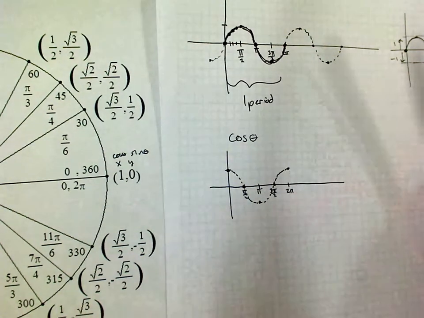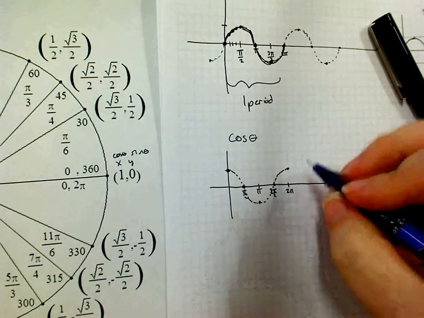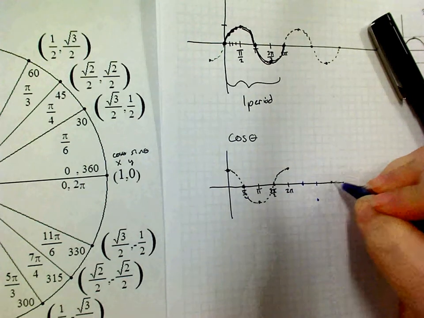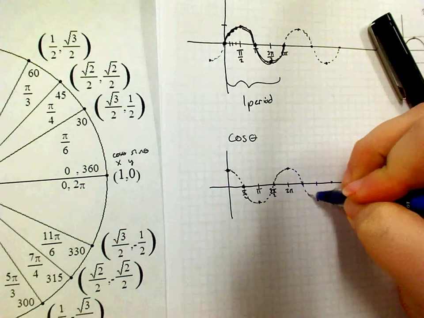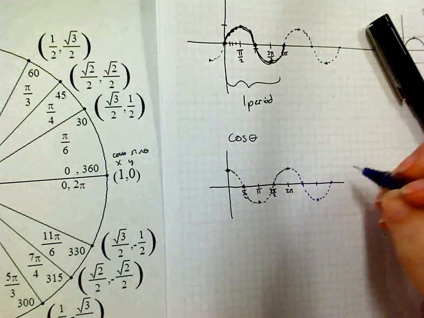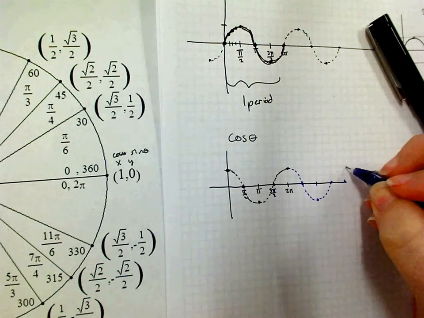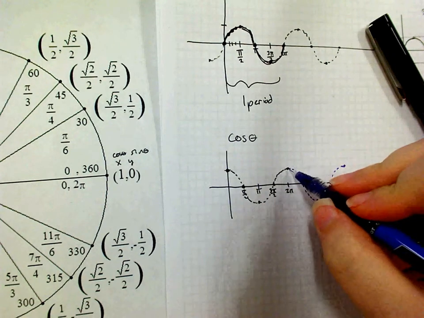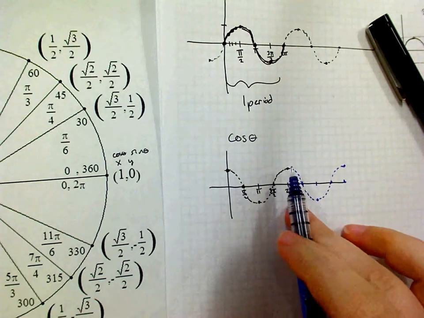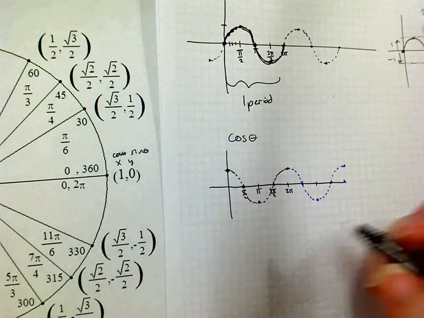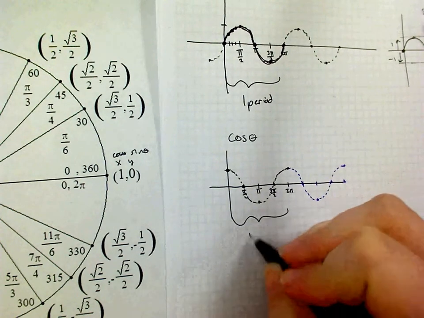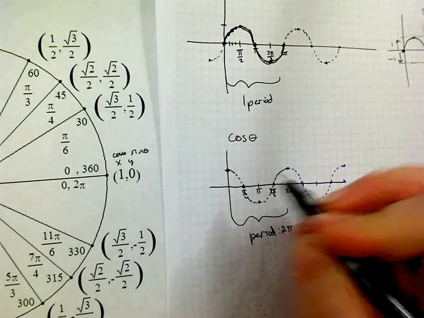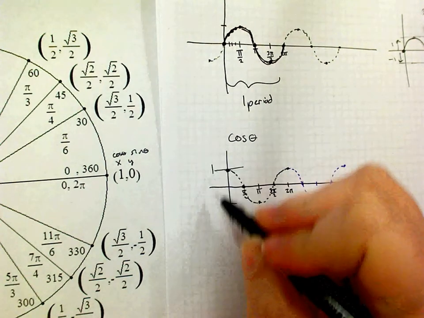And then if I did another period, it would just repeat itself. So it would do this and this and this, and so there's another full wave. Once you get to where you started, then you've finished a full wave. So again, the period is 2 pi.